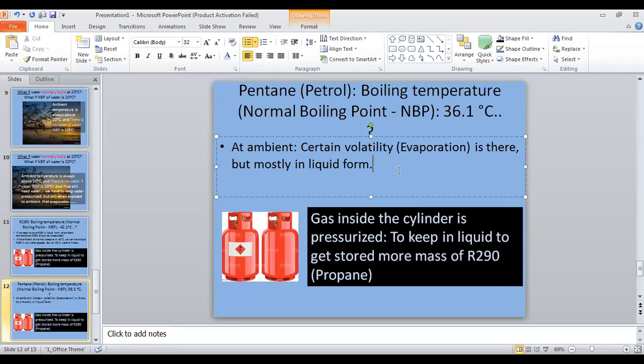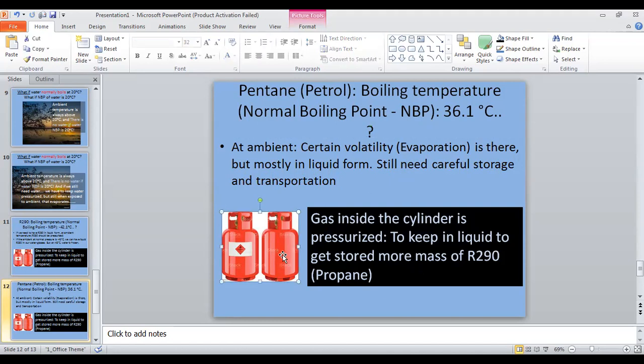So still you need storage. You may not need it pressurized, but if it's 40 degrees, this becomes vapor. So still you need careful storage and transportation, because this also causes fire.